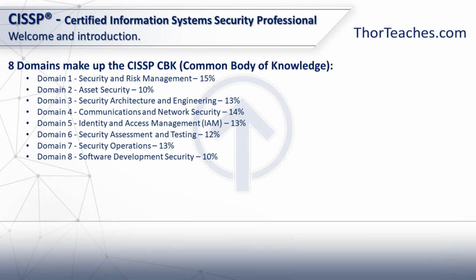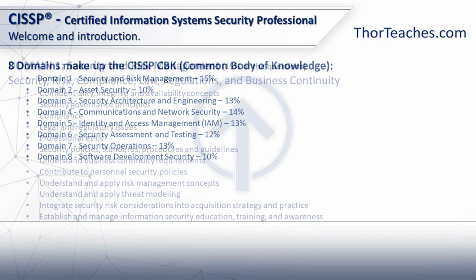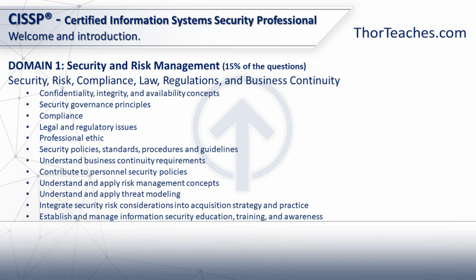Let's look a little at the domains that make up the CISSP certification and what you're being tested on. The CISSP certification has 8 domains, which can also be referred to as 8 common bodies of knowledge, or CBKs. Domain 1, Security and Risk Management, makes up 15% of the weighted questions on the exam.